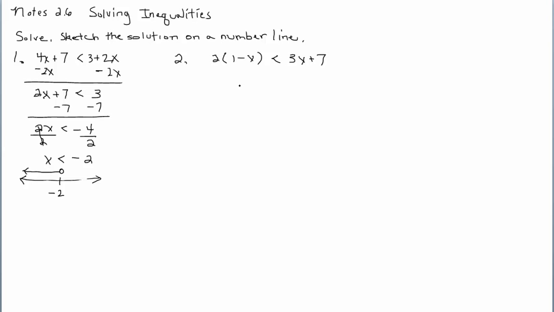Alright, for this particular inequality, we have a little more work to do. Initially, we need to distribute the 2 through the parentheses. The result is 2 minus 2x. And then we're going to proceed the way we did in the previous example.